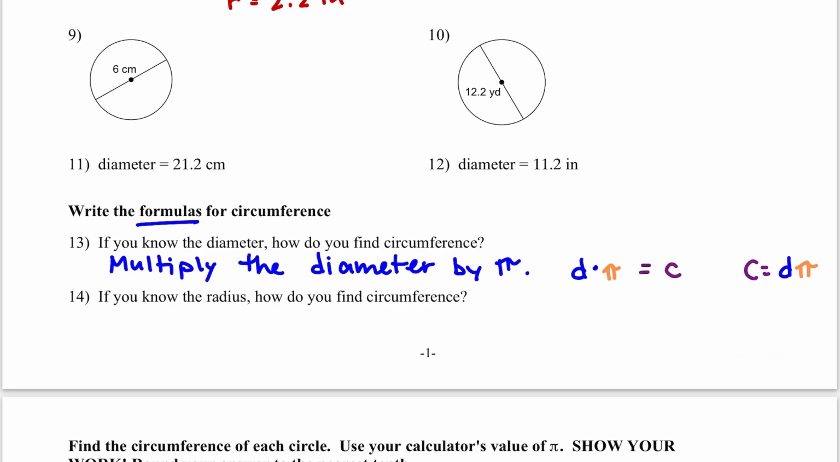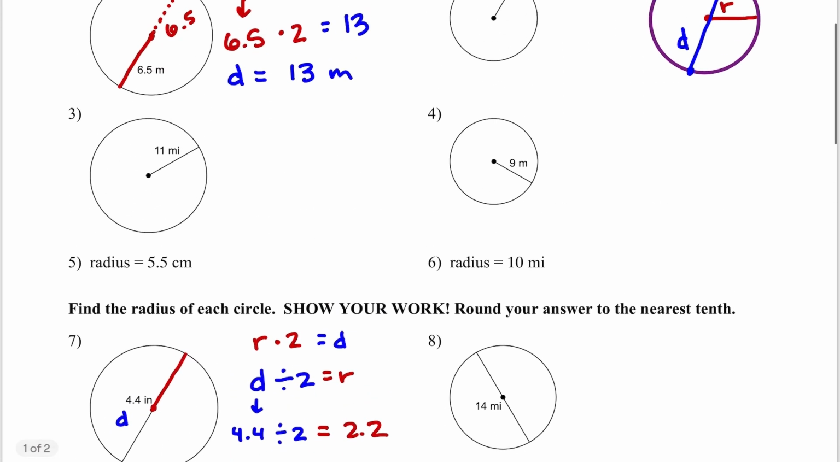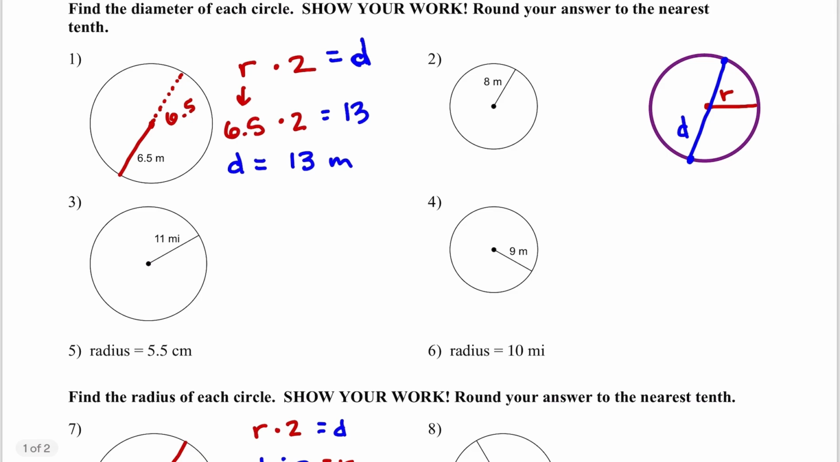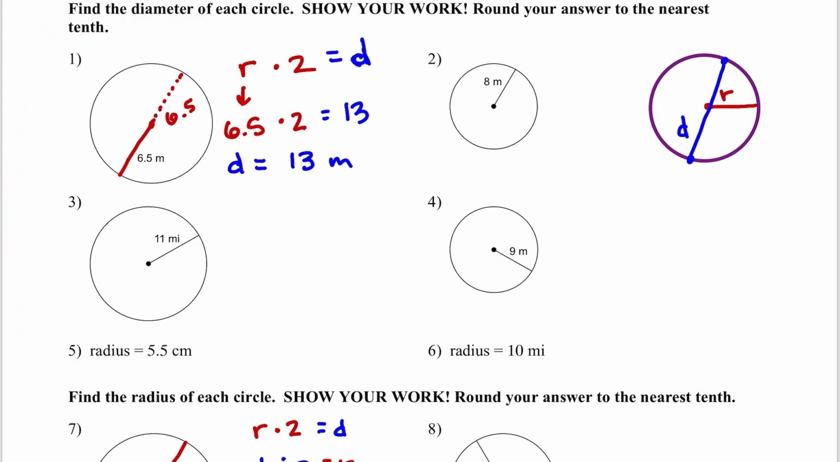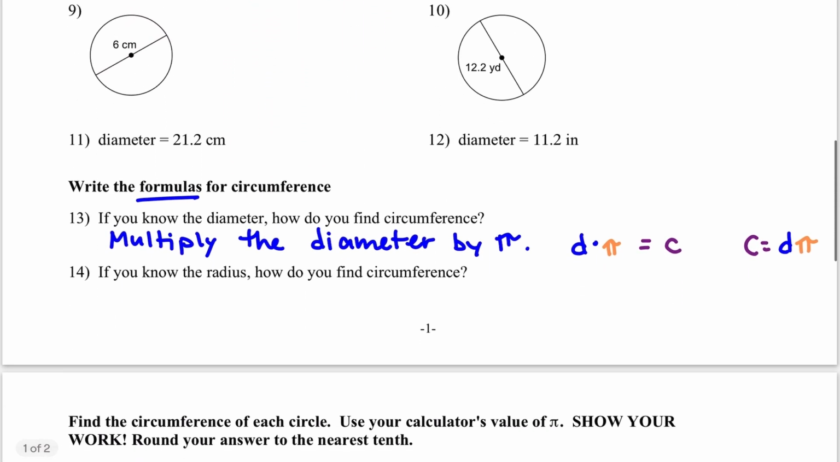What if, instead of giving you the diameter, I gave you the radius? Could I still find the circumference? And again, it all goes back to recognizing the relationships. If I give you a radius, we can easily turn that radius into a diameter by doubling it, multiplying by 2. That's what we did here on this first set of problems. I gave you a radius, you multiplied it by 2 to find the diameter. And once I know the diameter, all I have to do then is multiply that by pi to find the circumference. So question 14, what if I know the radius? How can we find the circumference?